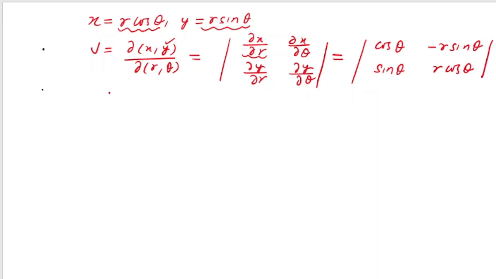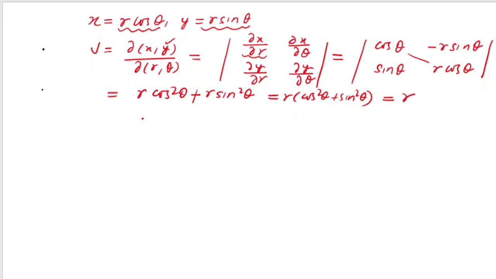Okay, so let us solve it. Cross multiplication, you know how to expand the determinant, so it will be r cos square theta minus minus plus r sin square theta. So r can be taken common, and in the bracket you will get cos square theta plus sin square theta, so the value of this will be equal to r. So the Jacobian of transformation from xy system to r theta system will be r. This is a very important result, and you have to remember this, because a lot of times they have asked this question: if we have this transformation, then what is the Jacobian value?